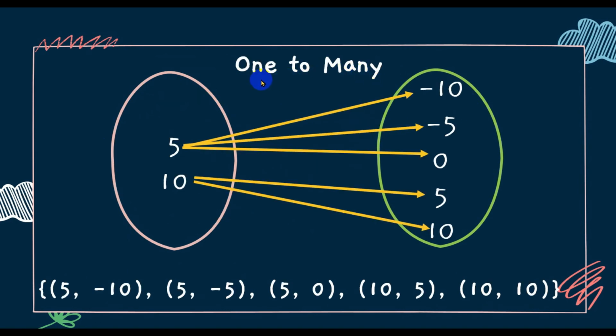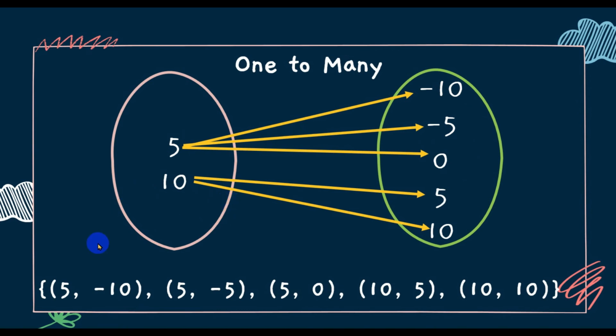Then, the last one is one to many. So, ito naman, kabaligtaran. Yung nag-iisang element natin dito sa ating x ay madaming kapare sa ating y elements or y values. So, like this one, we have 5. Tatlo agad yung kapair niya dito sa ating y elements.